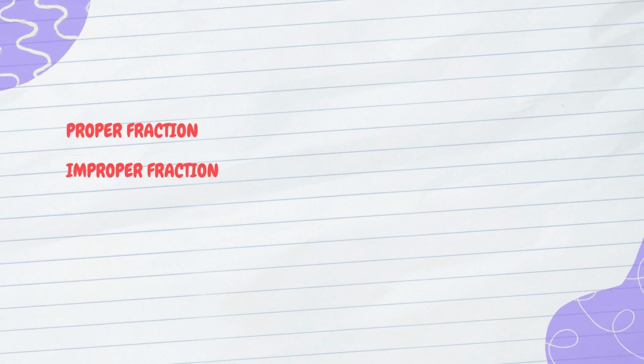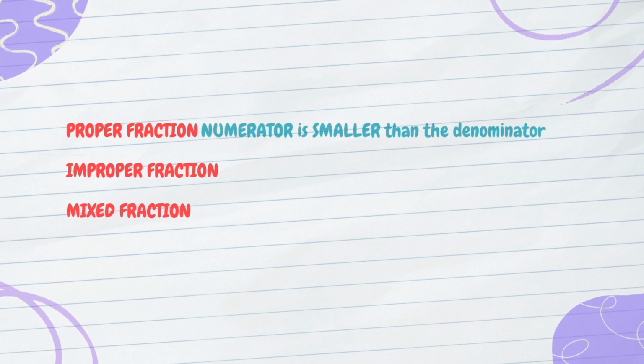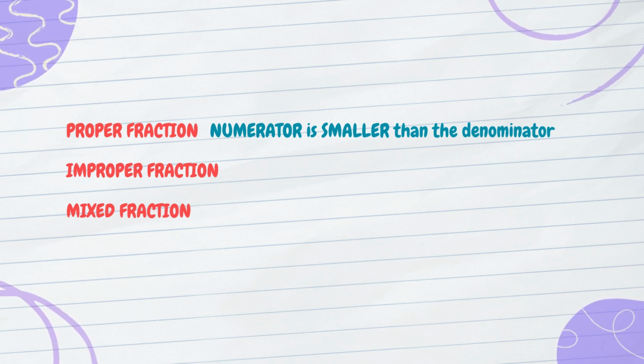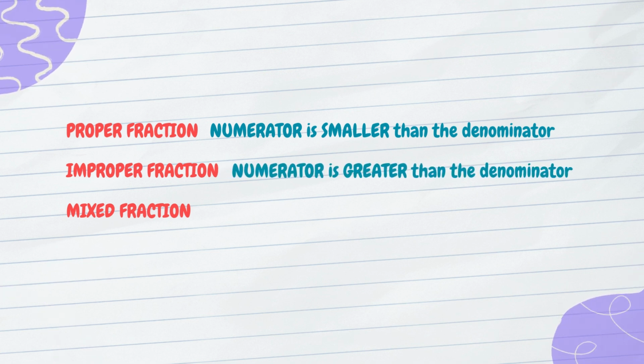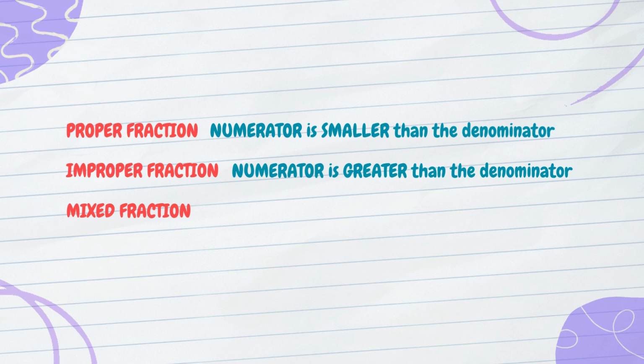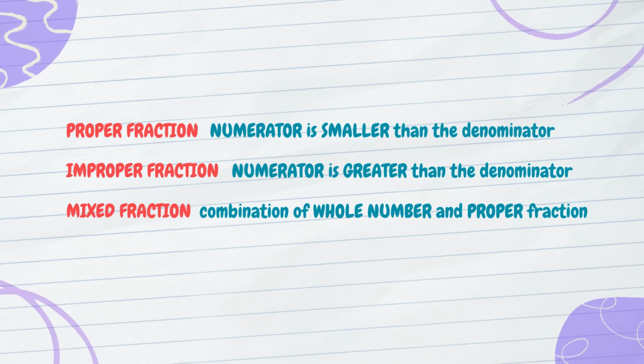To recap, there are three main types of fractions: proper fractions, improper fractions, and mixed fractions. A proper fraction is a fraction with a numerator that is smaller than the denominator. An improper fraction is a fraction with a numerator that is greater than the denominator. A mixed fraction is a fraction containing a combination of a whole number and a proper fraction.